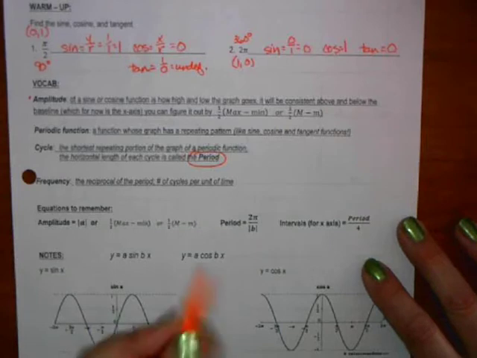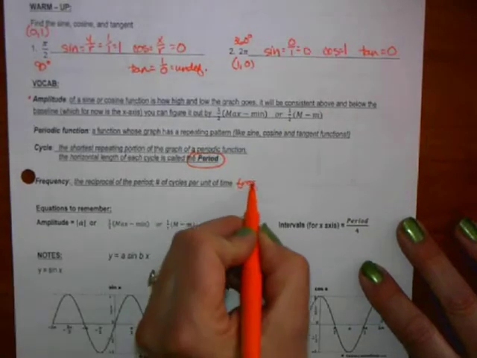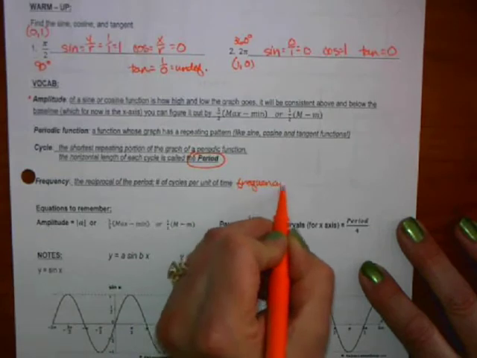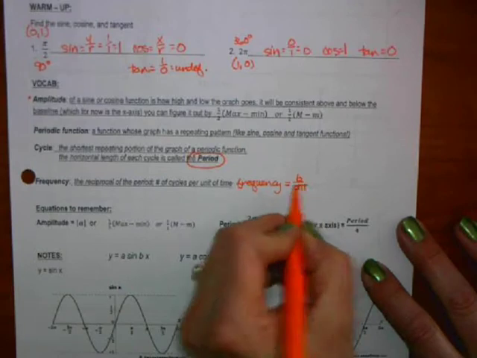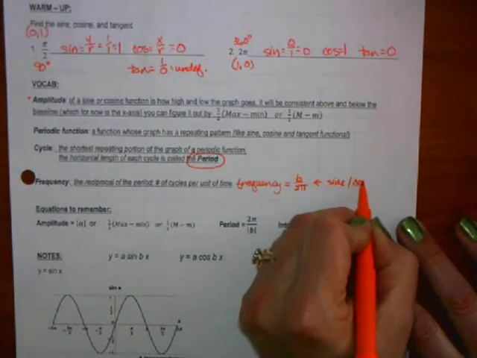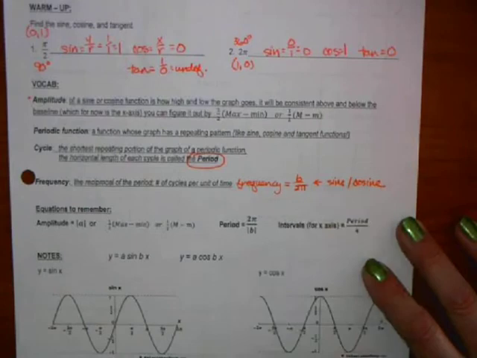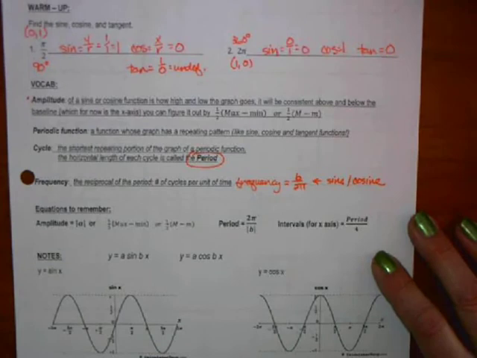So you might want to write this down for later. The frequency is equal to b over 2 pi. This is only for sine and cosine. Don't worry too much about it right now. We'll come back to that later. Okay? It can help you solve for b if you need it.